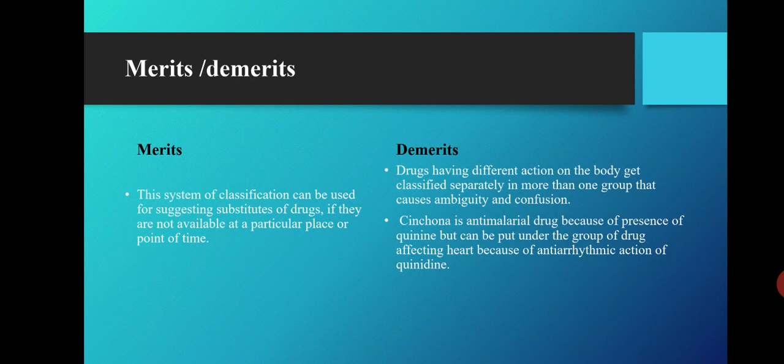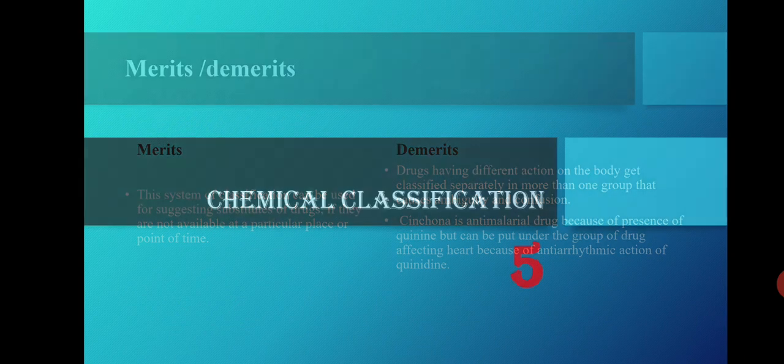Demerit फिर क्या है, the drugs having different action on the body get classified separately in more than one group that causes ambiguity and confusion. Confusion बहुत होता है क्योंकि इसमें variation बहुत है. अगर antipyretic drug है तो उसमें आपस में variations बहुत हैं. Cinchona is anti-malarial drug because of presence of quinine, but can be put under the group of drug affecting heart because of anti-arrhythmic action also of quinine. तो एक ही drug में anti-arrhythmic भी है और anti-malarial भी है, इसलिए इसका demerits है.